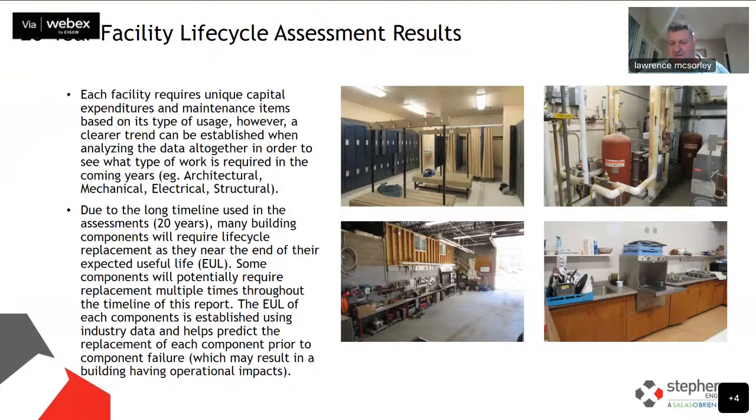We've identified quite a bit of work to get done in the aquatic center for its filtration system. It could be millwork, it could be paint and carpet again. So it's really very specific to each building. And like I said, there are some pieces that may have to get replaced twice in the life cycle.